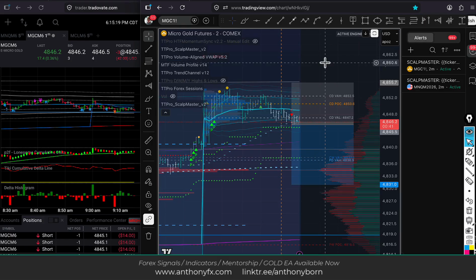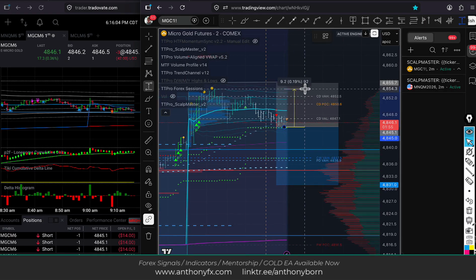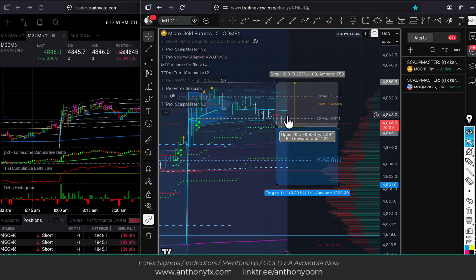Now, what you could do is just go for a really tight stop. I could look to risk $100 with my stop loss. So let's see how we go. Okay, we've got the signal. We've got a signal here, P.